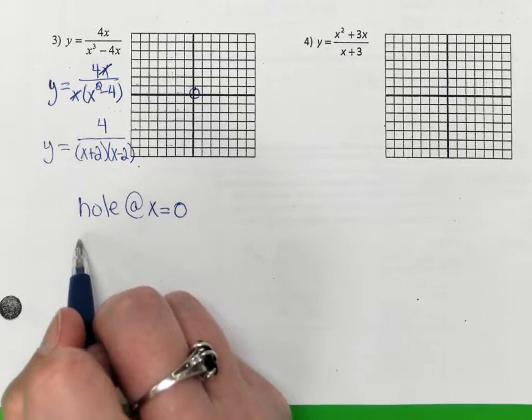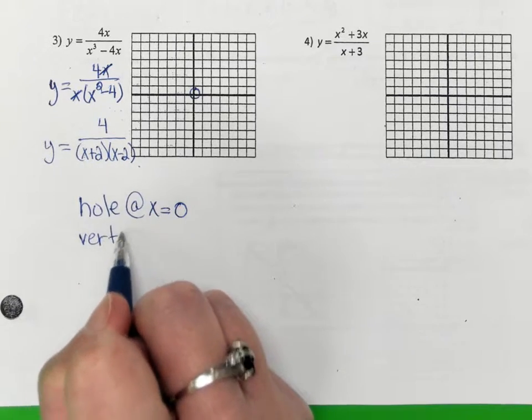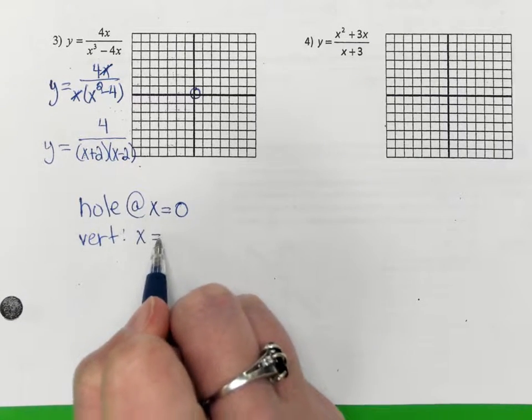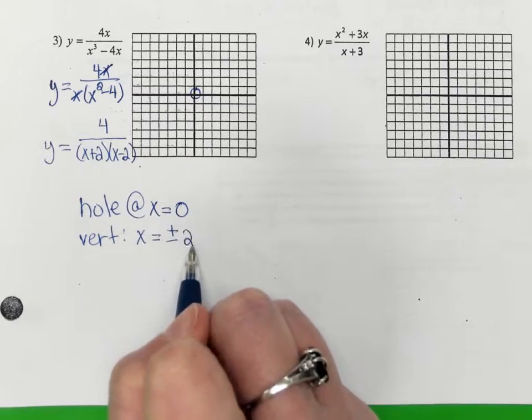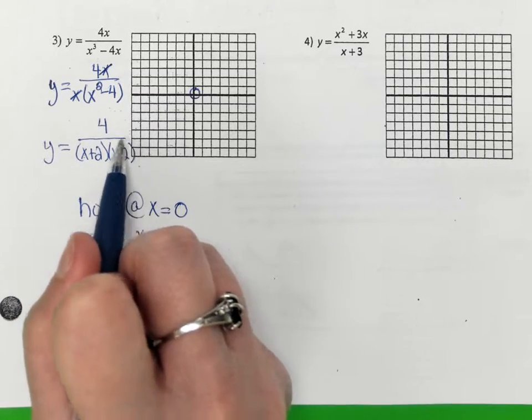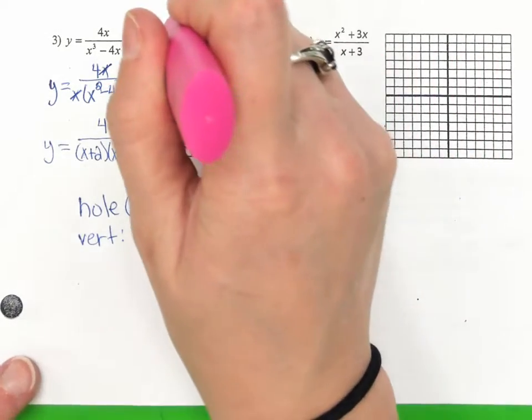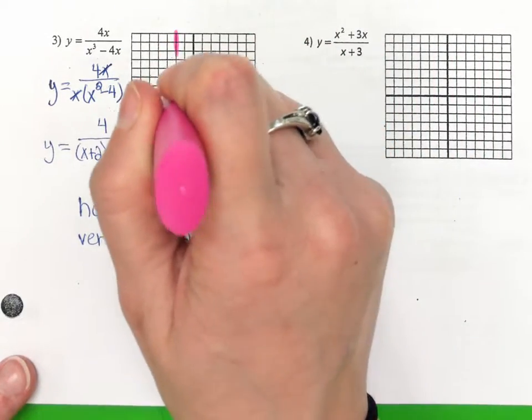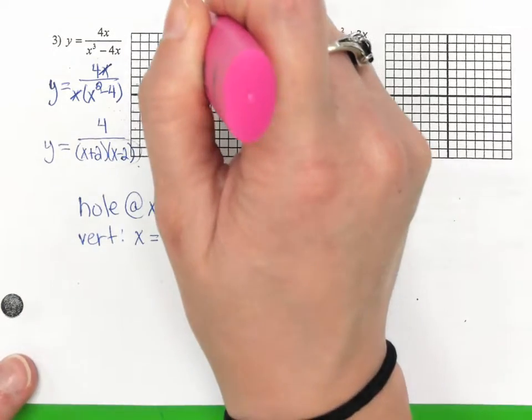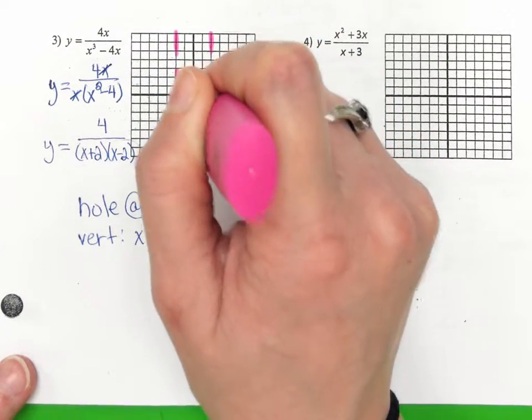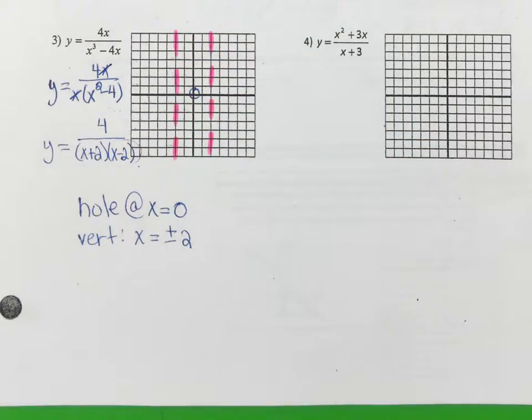All right, what about our vertical? That one's easy. Vertical asymptotes are easy. Plus and minus 2. Very good. How'd you get that? It's where the bottom equals 0. Brinkley, you are on fire today. Okay, so there's x equals negative 2. There's x equals positive 2.